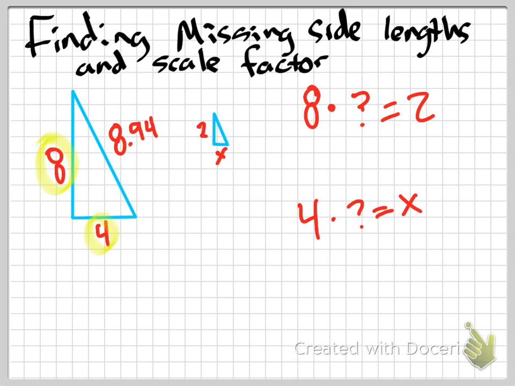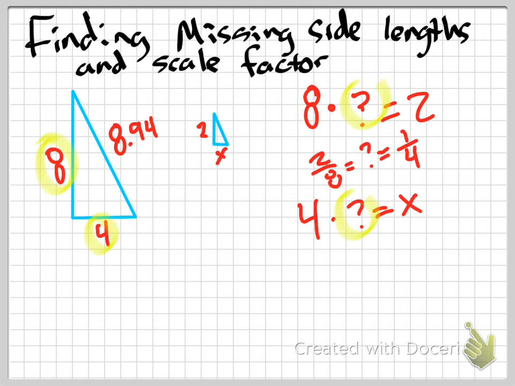Well, if I'm not quite sure what I can multiply 8 by to get 2, remember, we can work backwards. So let's go ahead and work backwards. 2 divided by 8 is going to equal that question mark, and 2 divided by 8 is simply 1/4. Well, that means that 1/4 is that question mark, and I can now fill that in my second equation.